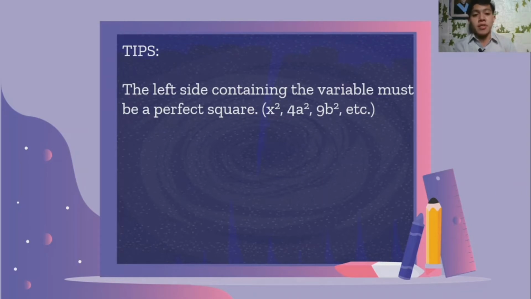Now, question is, yung 9 ba ay perfect square? Yes. May number ba na kapag minultiply mo sa sarili niya, ang lalabas ay 9? Meron. Ano yun? 3. 3 times 3 is 9. Kaya consider ang 9b squared as perfect square, no? So, left side containing the variable must be a perfect square. Yun yung unang tip natin.